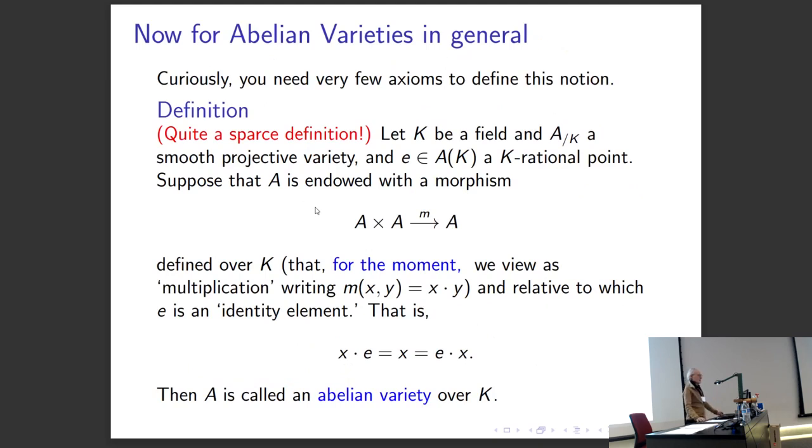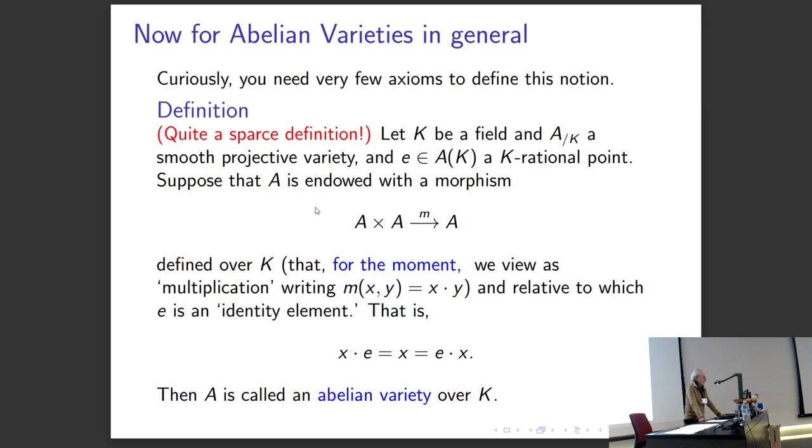Okay, abelian varieties in general. It's curious. I mean, I keep scratching my head about this. You need very few axioms to define this. We have a whole winter school about abelian varieties, and then the question is, how do you define them? Well, here's a sparse definition. I'll be over a field. If I wanted to be over a scheme, I could do that too, but I'll be over a field. And I want to start with A over K, a smooth projective variety. Okay. And a point, call it E, a K-rational point.